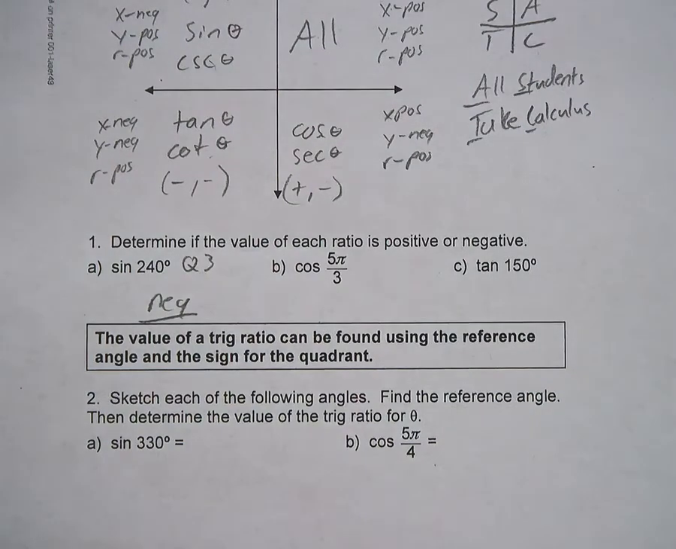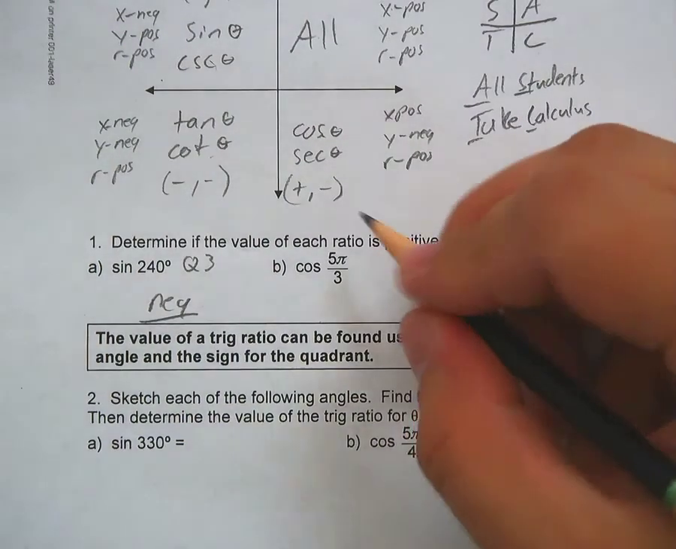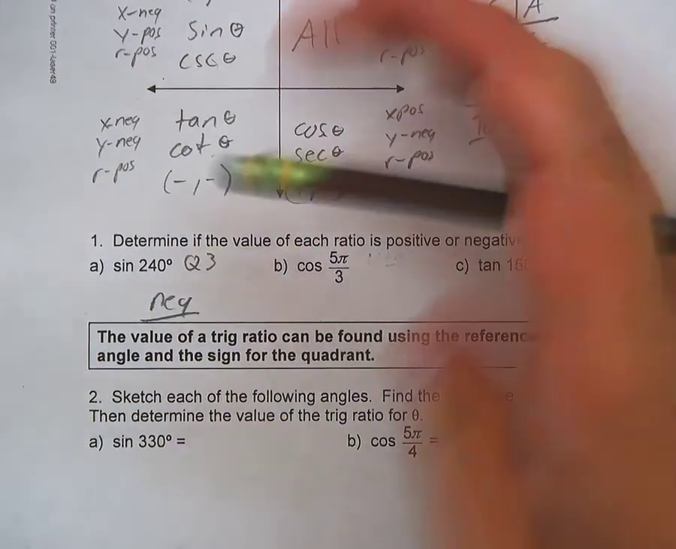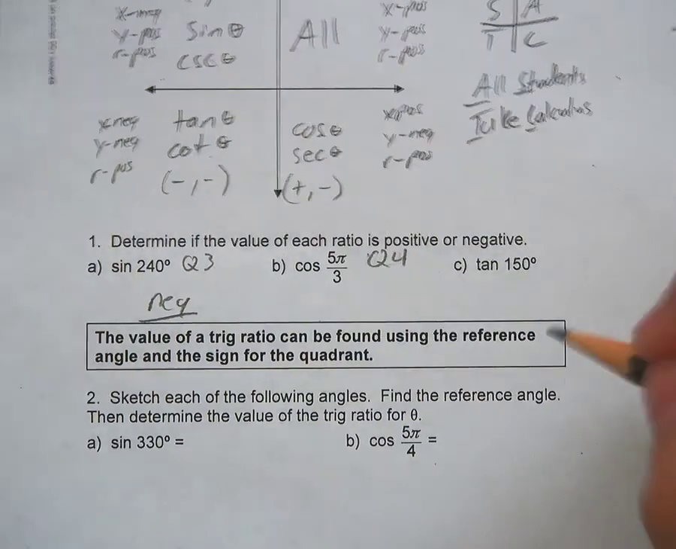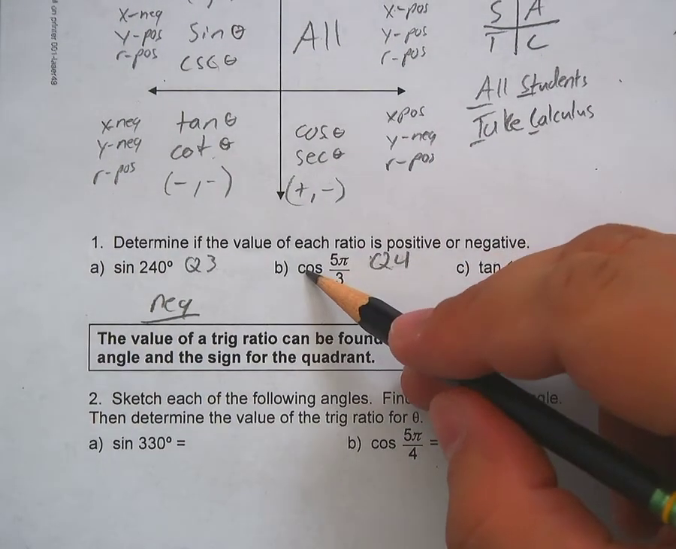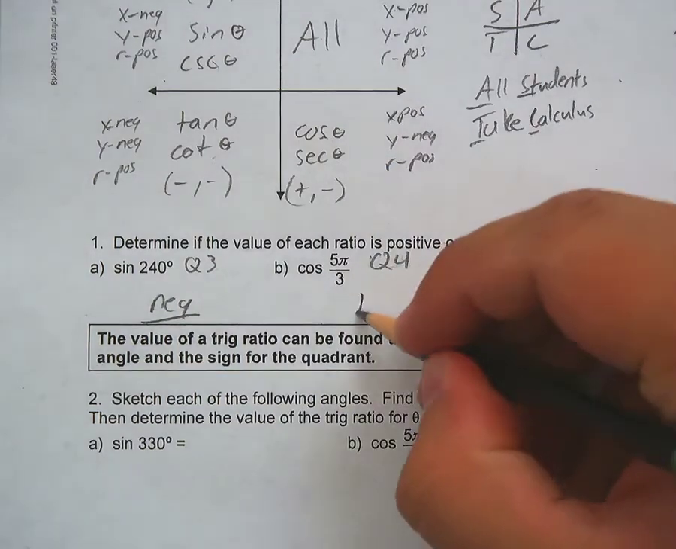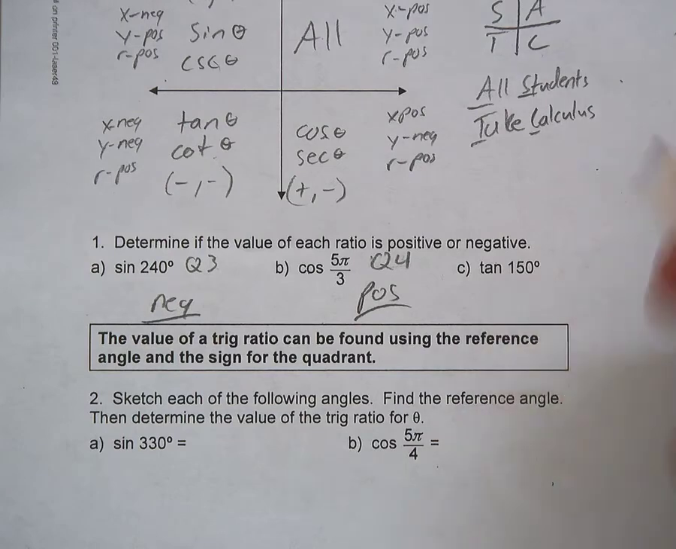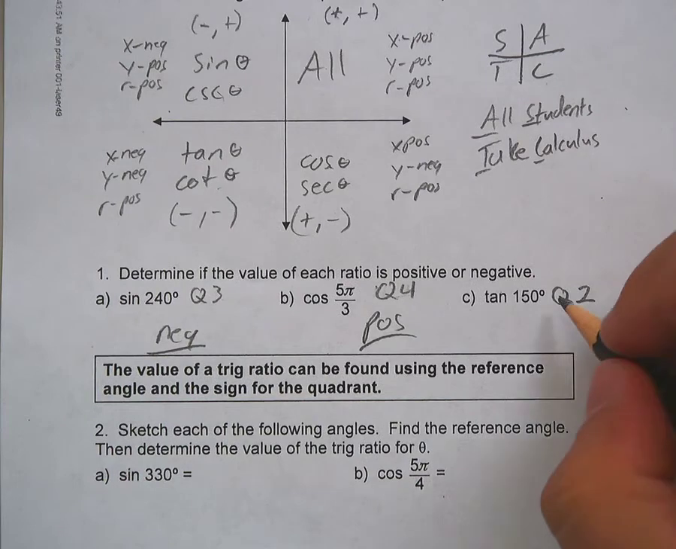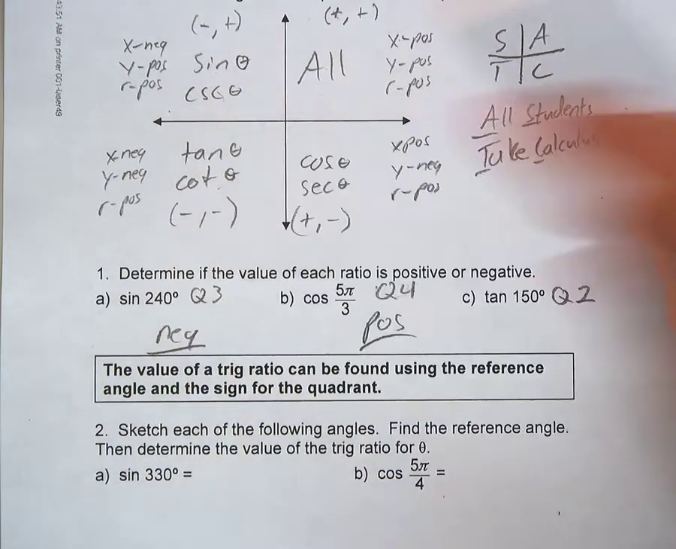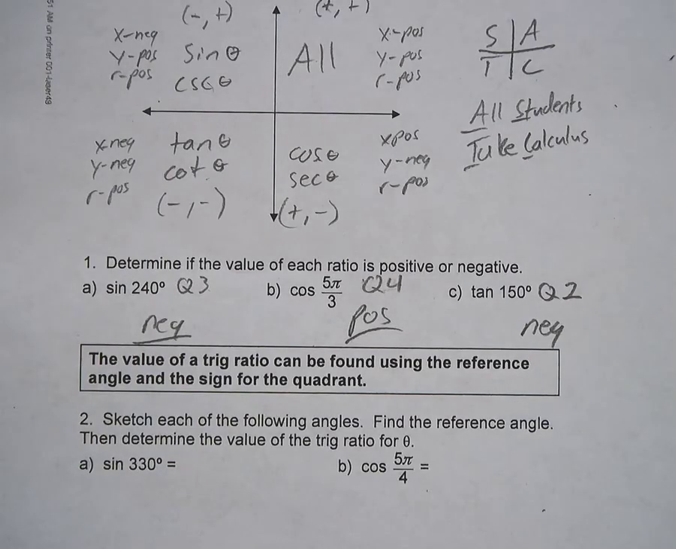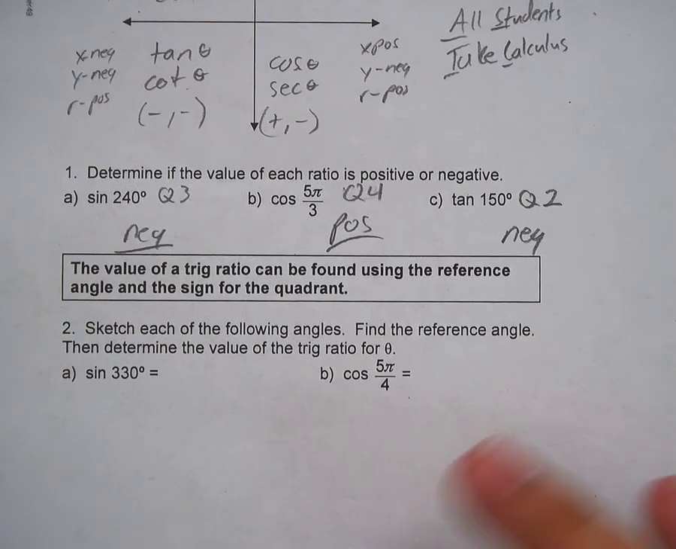Negative. Cosine of 5 pi over 3. 5 pi over 3 is in the 4th quadrant. Write it this way, Q4. And is cosine positive in the 4th quadrant? Yup. And tangent of 150. 150 is in quadrant 2. And is tangent positive in quadrant 2? Nope, sine is. Okay, so pretty simple.